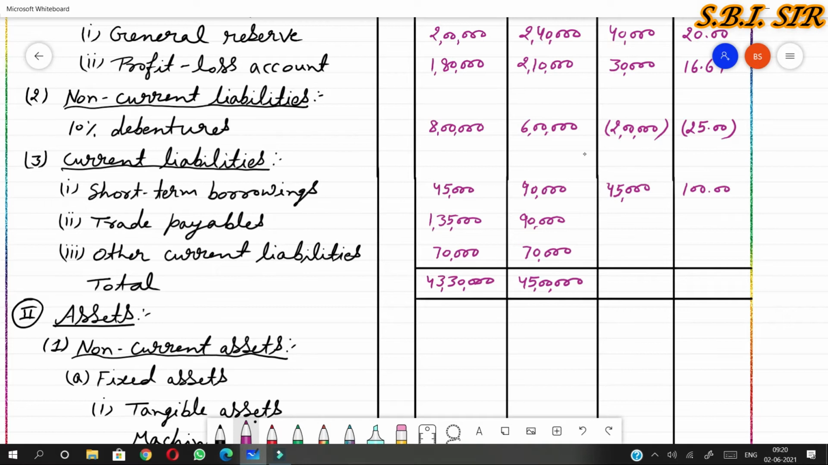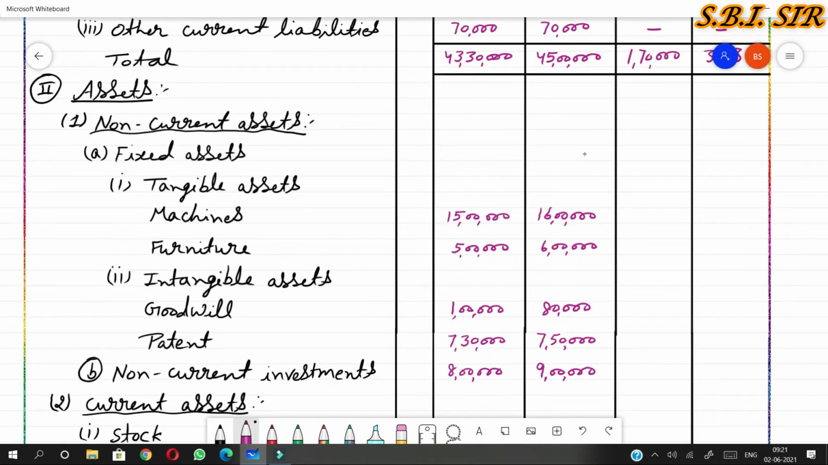And in trade payables there is a decrease. 90,000 minus 1,35,000, we will get minus 45,000. 45,000 divided by 1,35,000 multiply by 100, we will get 33.33 percentage. Then other current liabilities there is no change, means dash. In total there is an increase. 45 lakh minus 43 lakh 30,000, we will get 1 lakh 70,000. 1 lakh 70,000 divided by 43 lakh 30,000 multiply by 100, we will get 3.93 percentage.